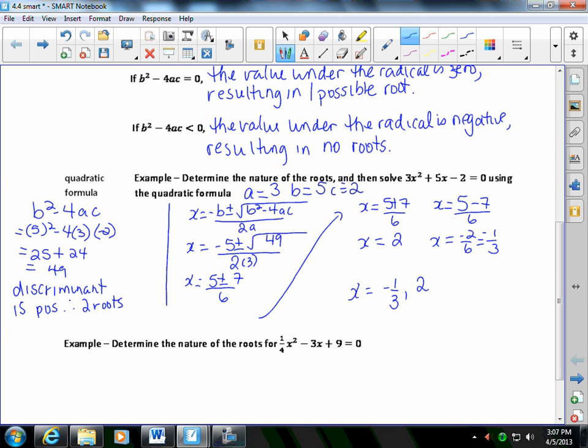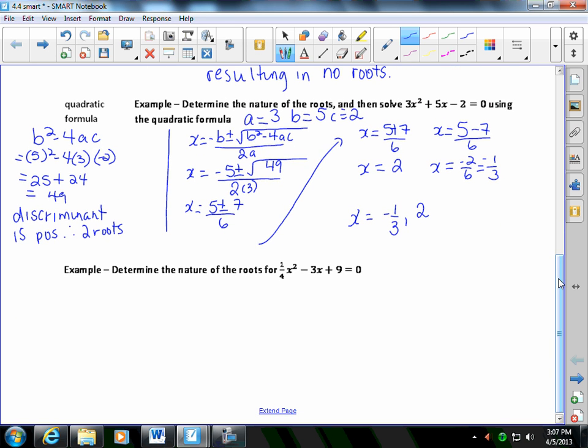Okay, the next example says determine the nature of the roots for 1/4 x squared minus 3x plus 9 equals 0. So it's only asking me to find the nature of the roots, not solve the roots. So all I need to do is that discriminant part. So same thing, my a is 1/4, b is equal to negative 3, c is equal to a positive 9. My discriminant is b squared minus 4ac, and you'll notice every time I do this, I write out the discriminant and I write out the quadratic formula. Those are big hints for when you're doing a hand-in assignment. You're going to get marks for those.